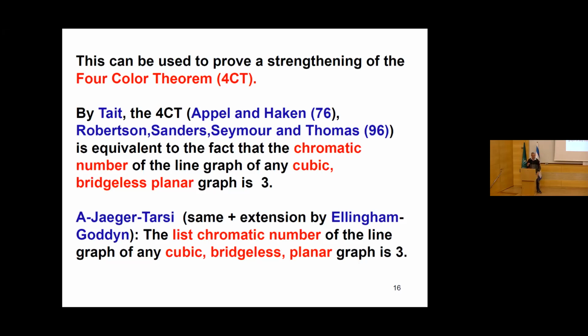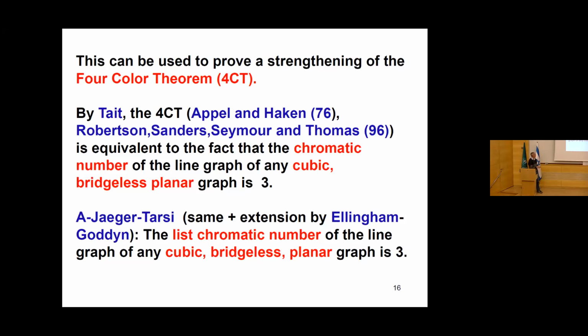And as I said, this was proved by Tait. It's one of the early papers that gave the wrong proof of the four-color theorem, but part of this wrong proof was correct, and this part was correct and interesting.